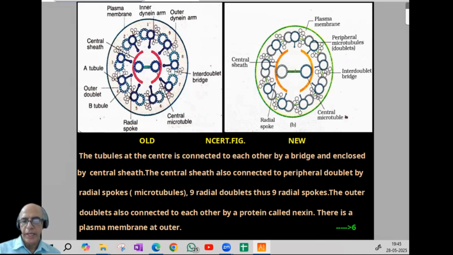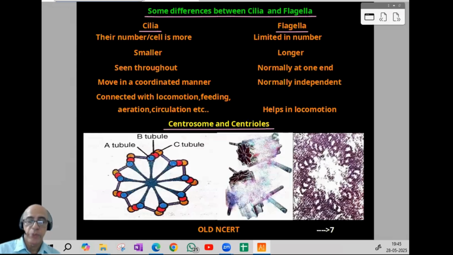Then next, in protein, is the plasma membrane on the outer side. Then differences between bacterial flagella, difference between cilia and flagella, difference in length, etc. Then next is centrosome or centriole, old NCERT diagram. Usually containing centrosome. What is centrosome? It differs from centriole. That is centrosphere or kinoplasm. With the centriole, centrosome. Then diplosome to centriole.